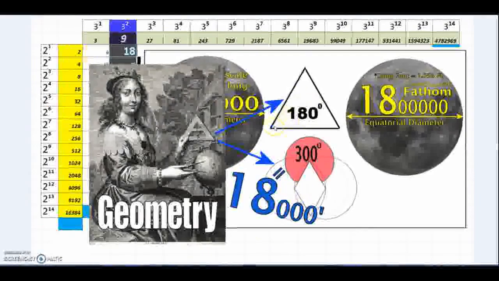But also geometry. So, for instance, any triangle is 180 degrees. That's an equilateral. Doesn't matter what the triangle is, the angles will add together to 180. And we also see a reference to the vesica appearing as well.